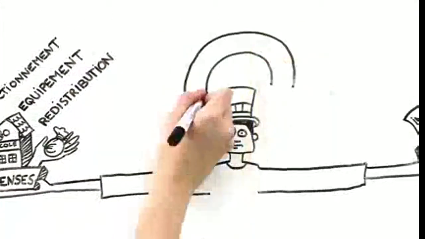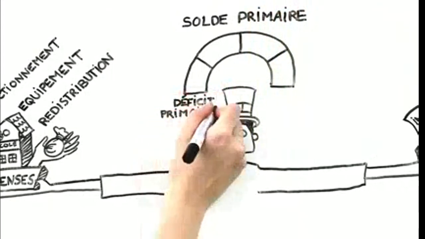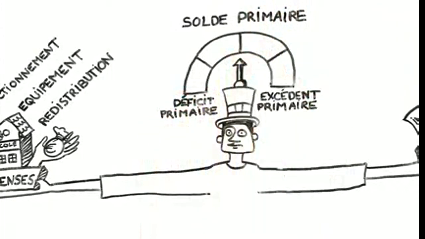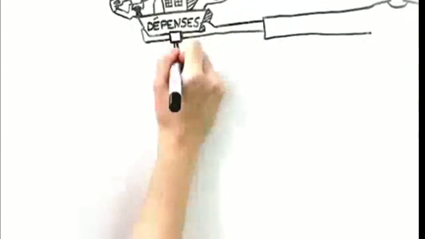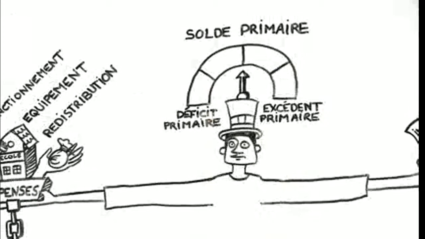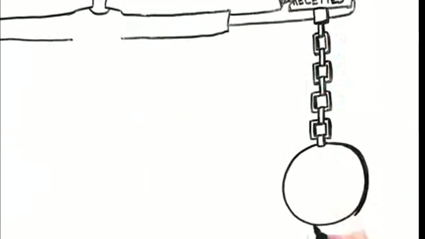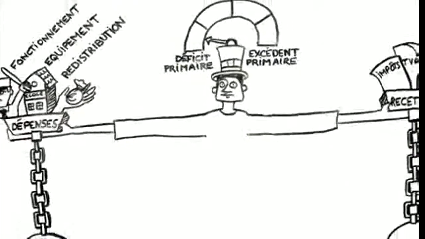The difference between a country's income and expenses is called the primary balance, which can be a surplus or deficit. A country must also deduct from its primary balance the repayments on its debt. If a country is running a deficit, it must borrow money to continue functioning normally. But at what point does a country's debt become unsustainable?